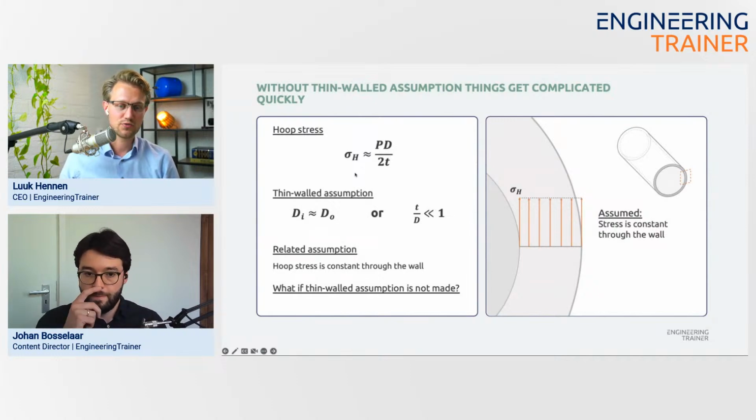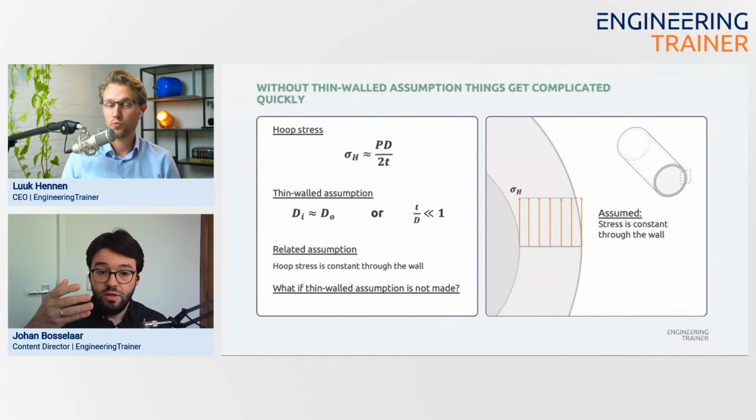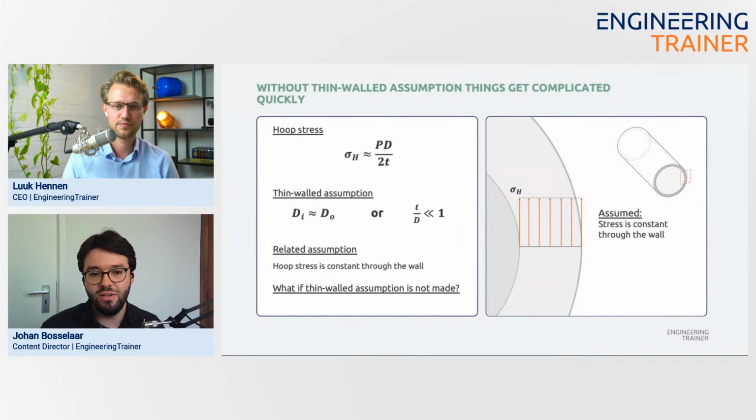But today we're going to look at what happens if you wouldn't make that thin walled assumption. As Johan and I will be discussing, things can get complicated rather quickly. And if you look at this equation at the top for the hoop stress, you can also relate it to code equations. There are a lot of equations within design codes that are based on that hoop stress equation when you're designing a piping system. That's quite interesting. Yeah, that's a good point.